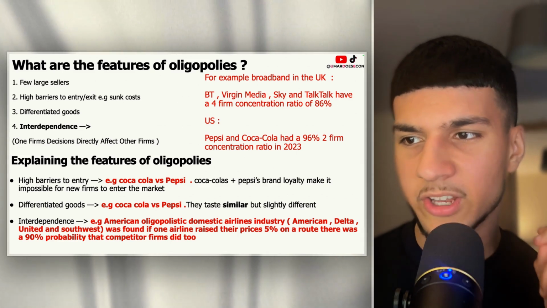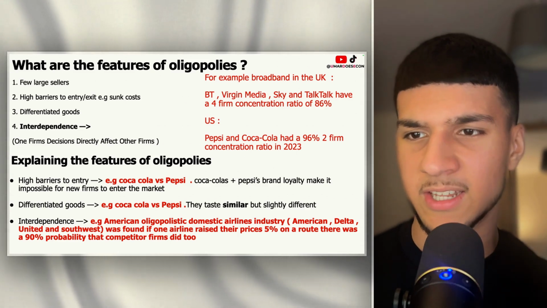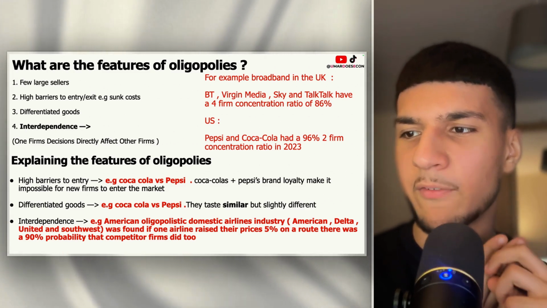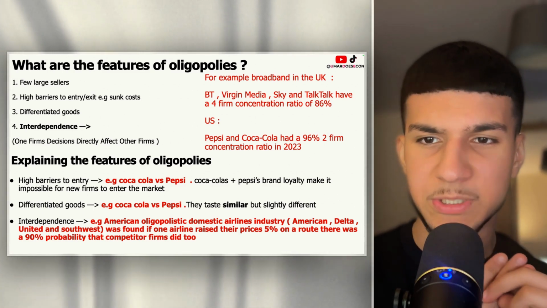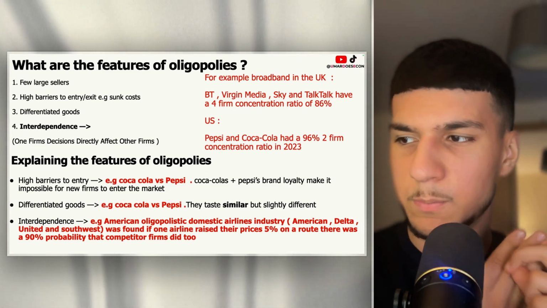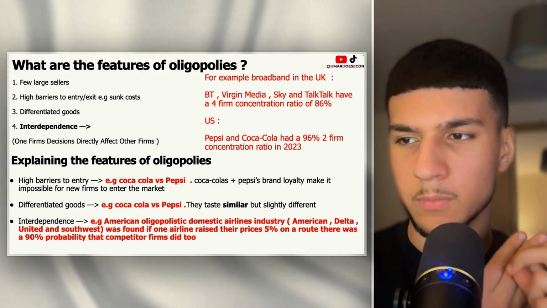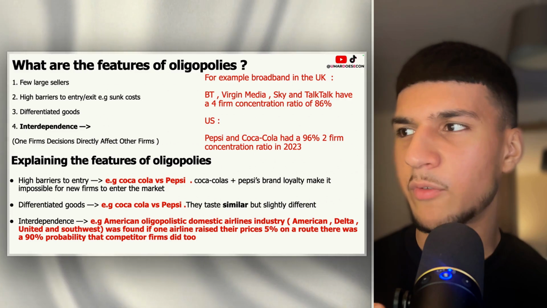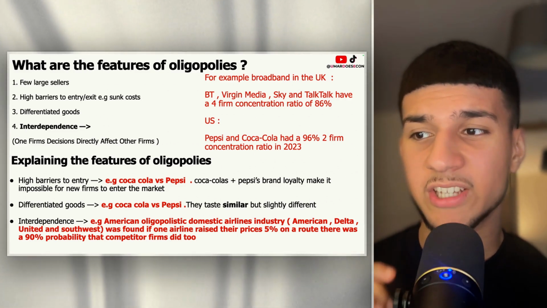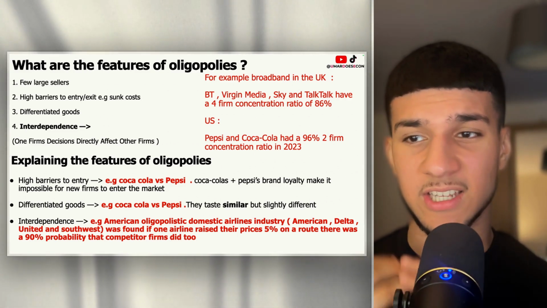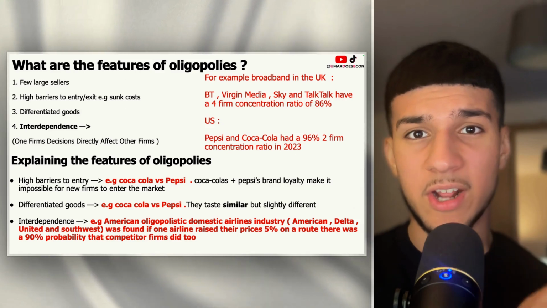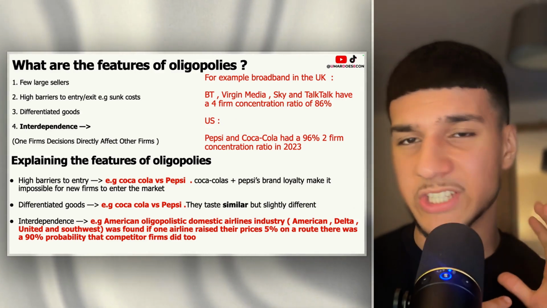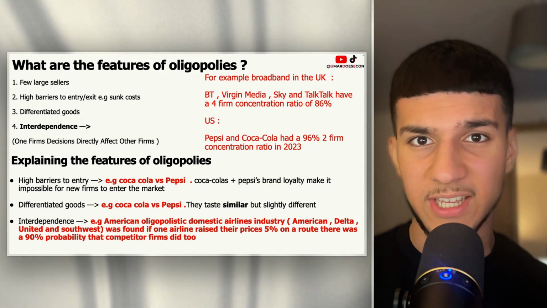An American oligopolistic domestic airline industry, which included 4 of the biggest airlines, was found to be such that if one airline raised their price 5% on a route, there was a 90% probability that competitor firms did too. This almost perfectly fits our definition, as our definition is one firm's decisions, and this is one airline deciding to raise their price, and it has directly affected the other firms. How has it directly affected the other firms? Because the competitor firms have also decided to increase prices.